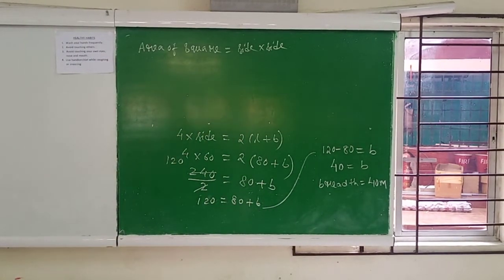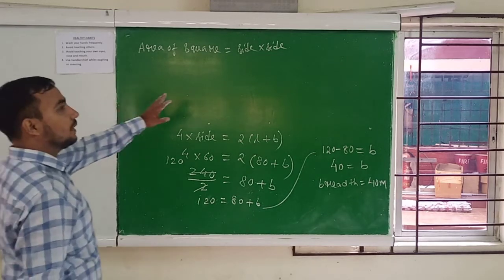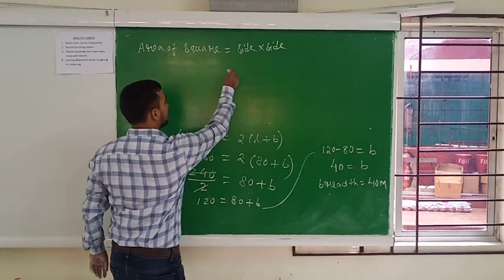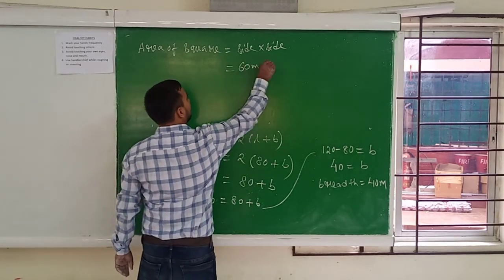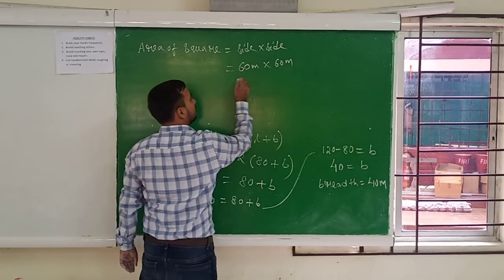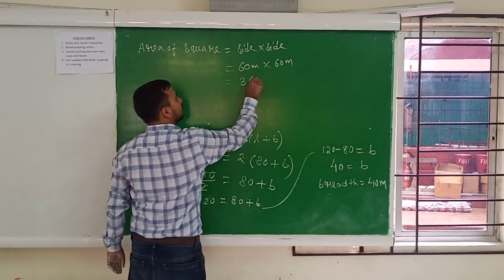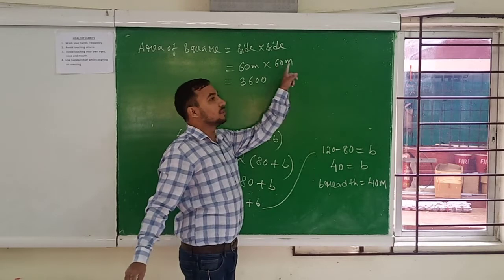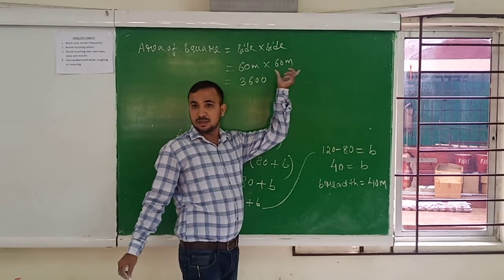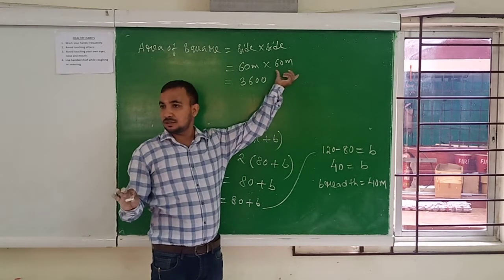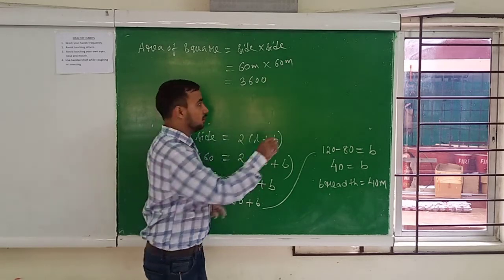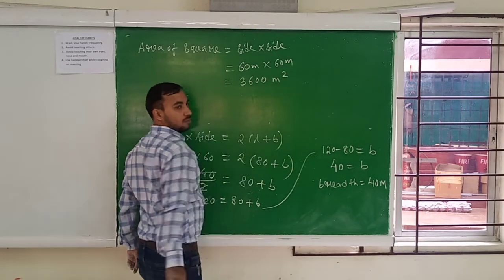So for the area of the square, what you will do is side into side. What is the side? 60 meter into 60 meter. So this will be 3600. And you see here, meters are multiplied, so don't forget to write the units. It will be meter square.